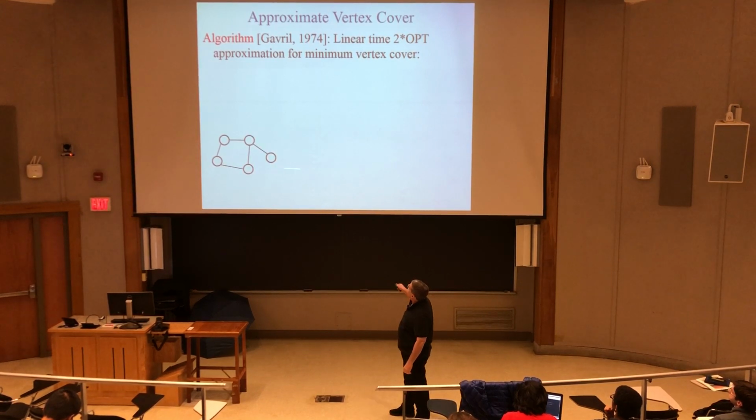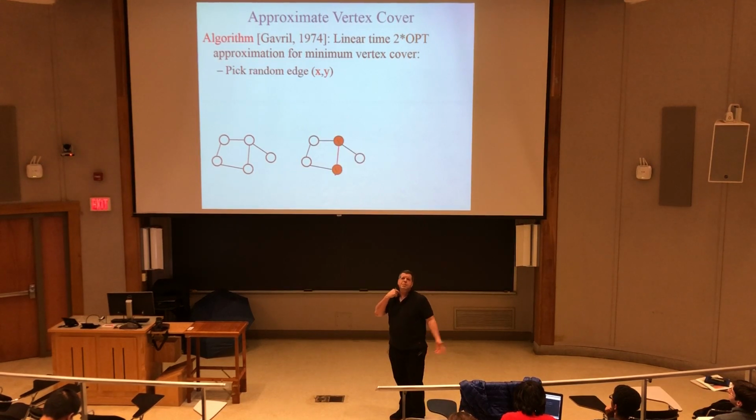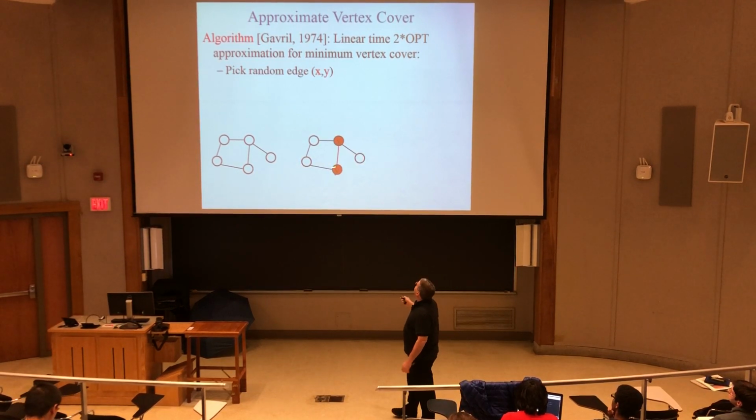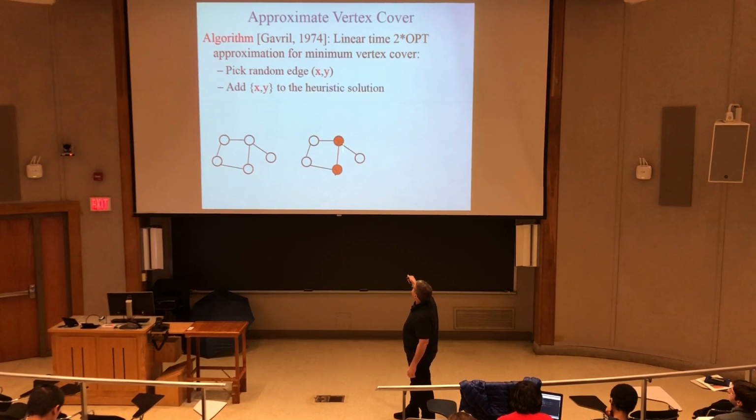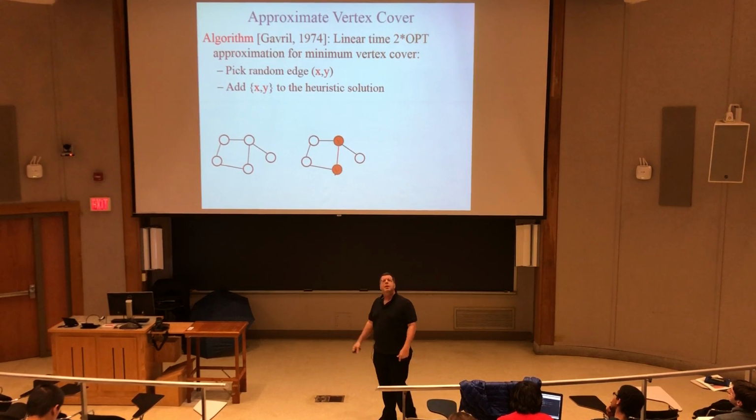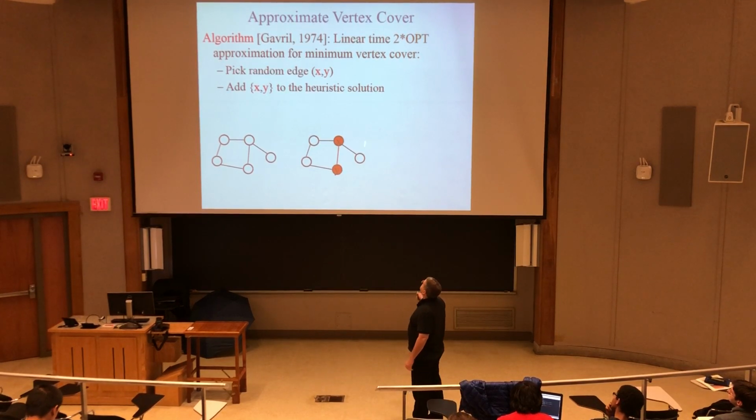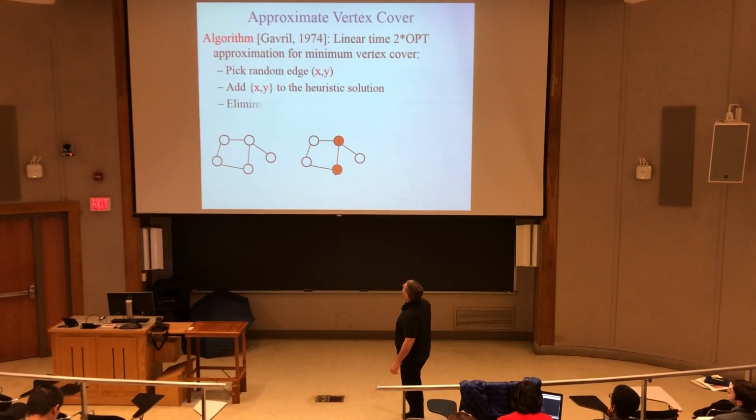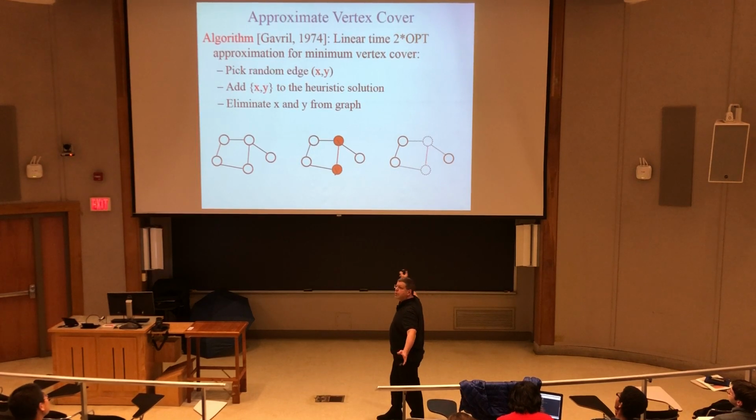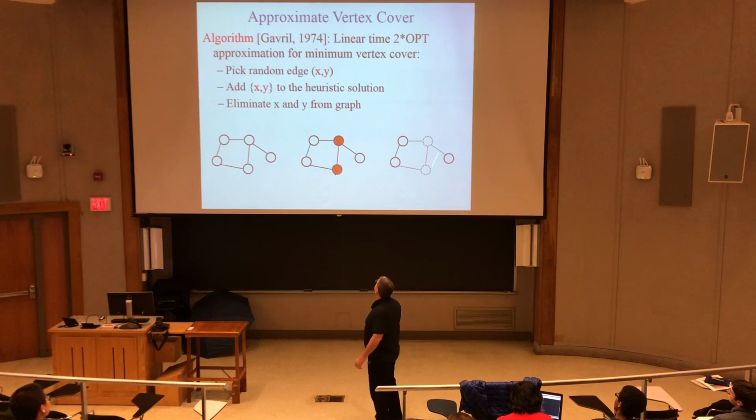Okay, so here we'll have a running example. So again, you pick a random edge. Which edge, we don't care. Just pick one. Like pick this edge here. And then add both of these vertices that this edge touches into this growing vertex cover solution. Okay. So add x and y to the solution, and then eliminate vertex x and vertex y and the edge between them, like that. And then throw those edges and vertices away from the graph.